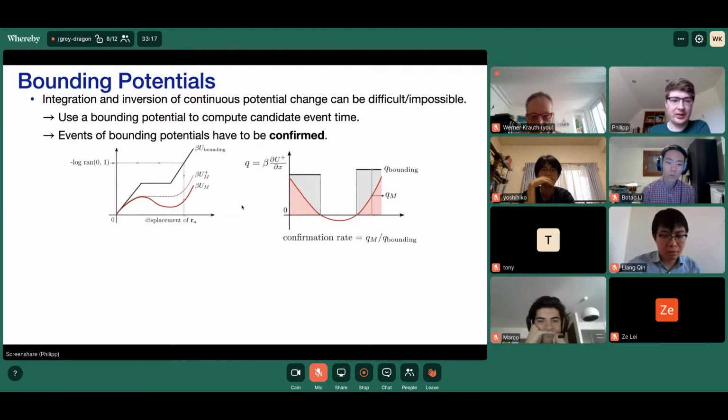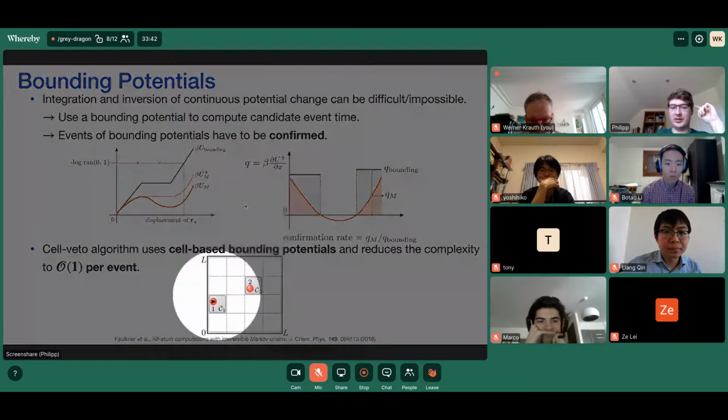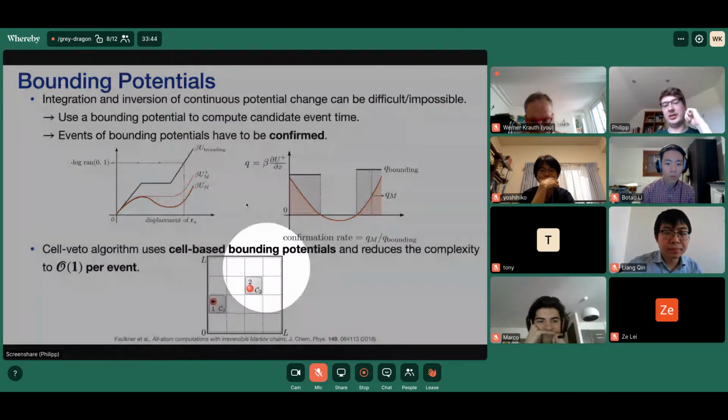And just to mention another thing, which is very important, the cell-veto algorithm. The cell-veto algorithm then uses, in a very clever way, the cell-based bounding potentials. And what do I mean with cell-based bounding potential? This is sketched here. So assume we have some cell occupancy system which maps all particles onto a given cell. So here we have the active particle in the cell C1 and the target particle in the cell C2.